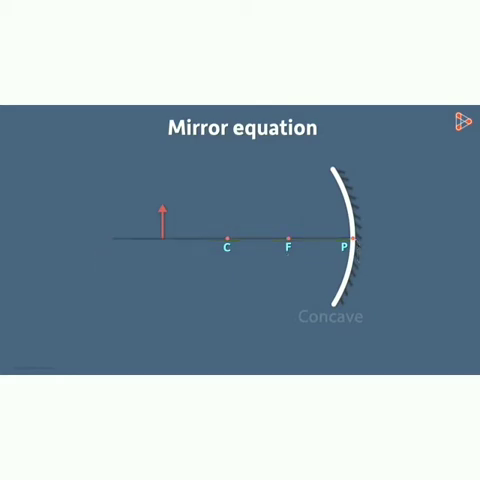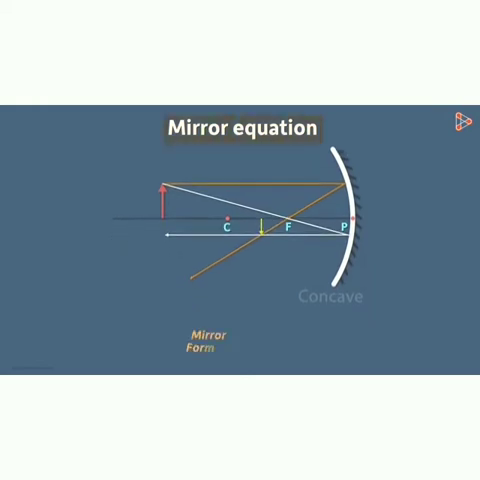Suppose I place an object behind C at a finite distance from the mirror. We draw a ray diagram and we will get an image which is of course real, because we are using a concave mirror here. Let me first write down the mirror equation. What is the mirror equation? It is 1 divided by F is equal to 1 by U plus 1 by V. This is the mirror formula.